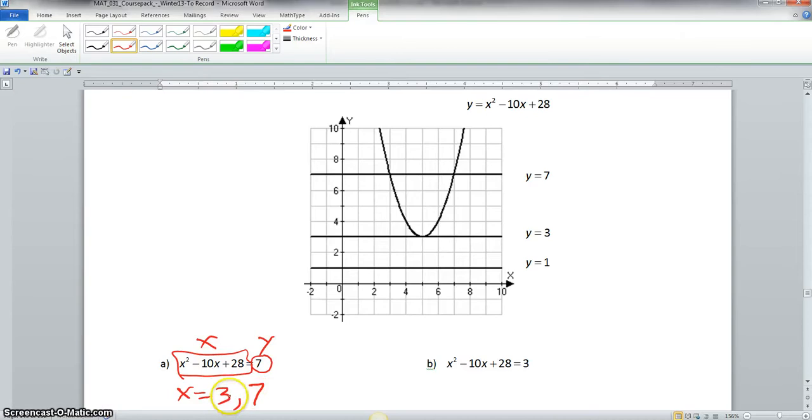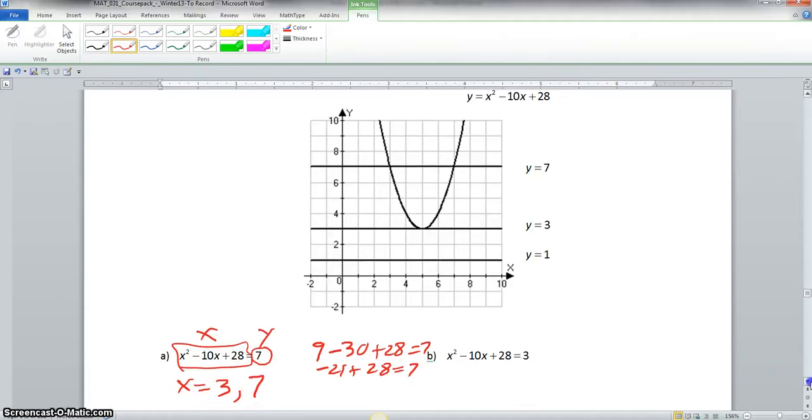So when we go through and substitute, let's take a look here. 3 squared, we know is 9, minus 10 times 3 is 30, plus 28. Now that's supposed to give us 7. Now 9 minus 30 we know is a negative 21, plus 28 is 7. So we know 3 works.